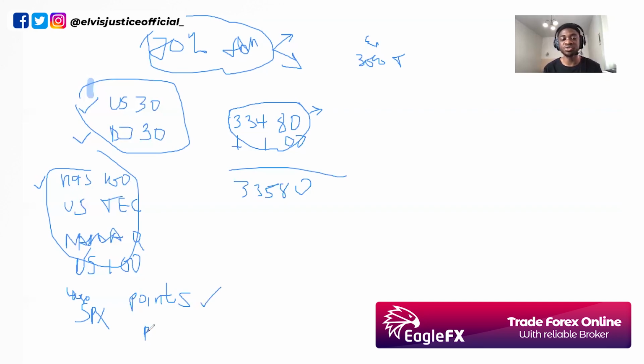If you're a currency trader and you are trading this and your mentor tells you that US30 is calculated in pips, tell him that Elvis Justice said he doesn't know shit. Right, it's calculated in points, not pips, because it's a price weighted index.